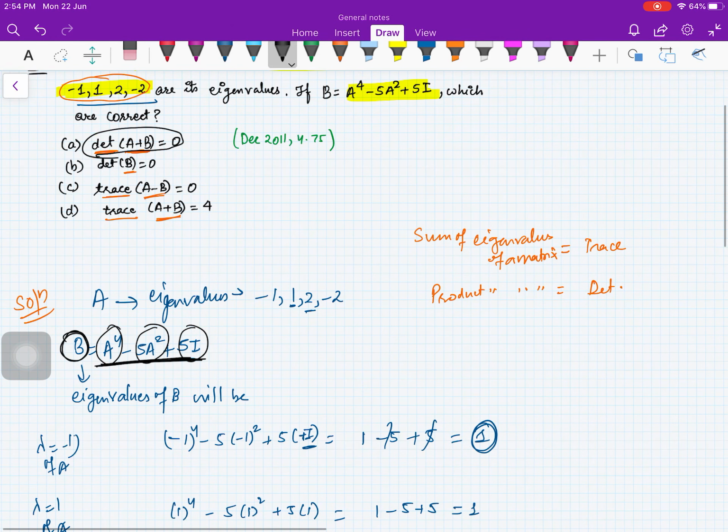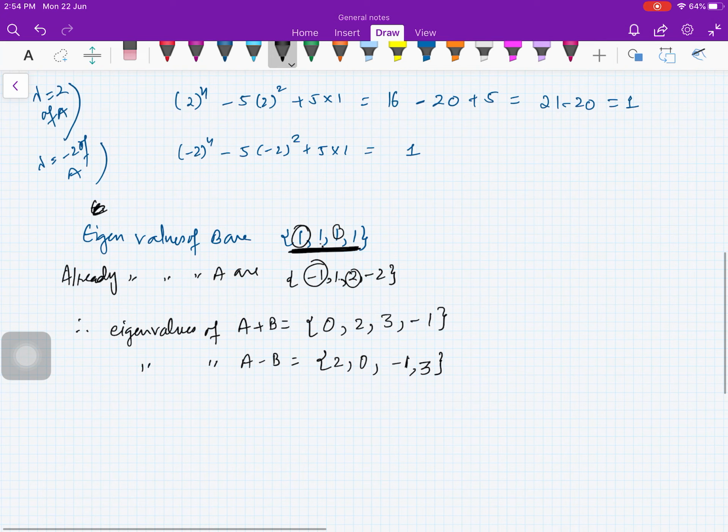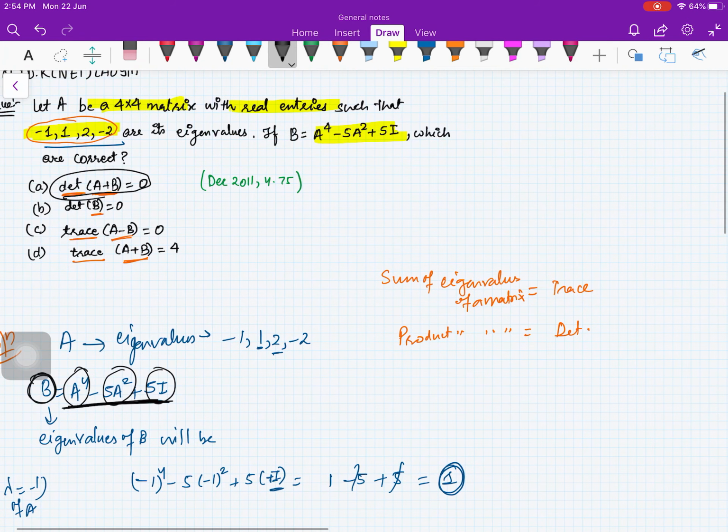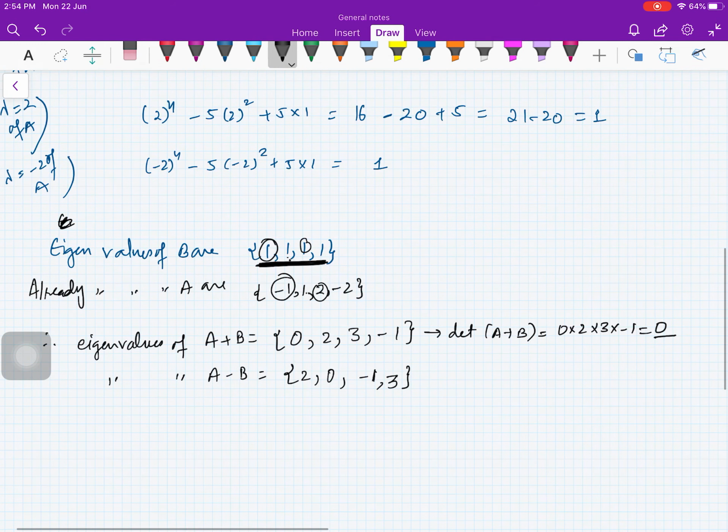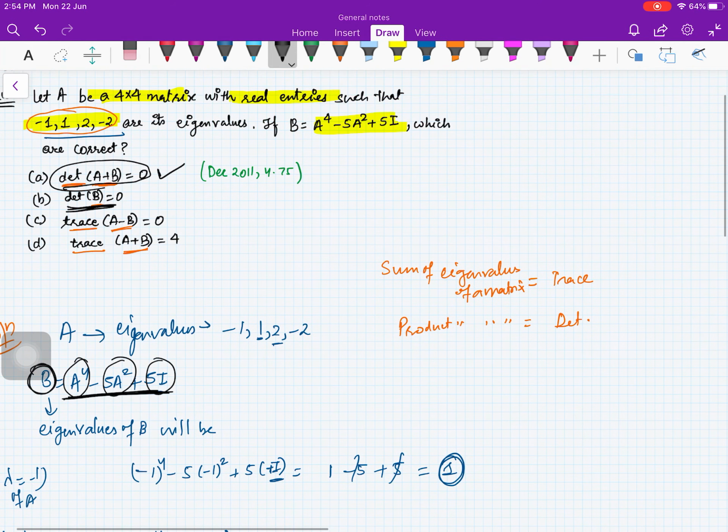First is the determinant of A plus B, which will be the product of eigenvalues. So the determinant of A plus B will be 0 into 2 into 3 into -1, which is 0. So option A is correct. Next is the determinant of B, which is the product of eigenvalues, that is 1 into 1 into 1 into 1, that is 1. So option B is wrong.